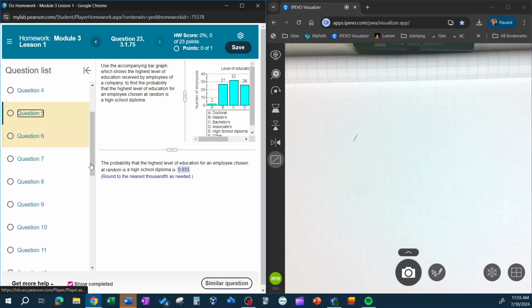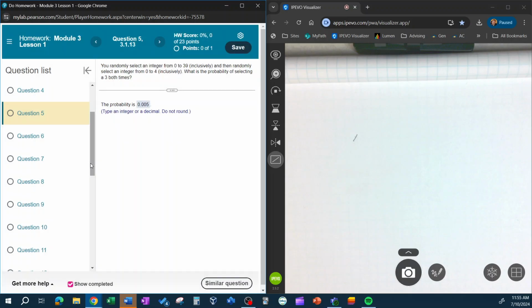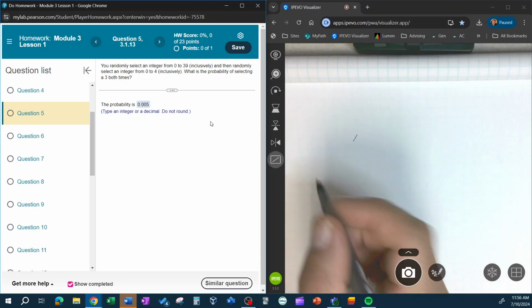Let's start with number 5. You randomly select an integer from 0 to 39, and then randomly select an integer from 0 to 4 inclusively. What's the probability of selecting a 3 both times? Basically, this is a multiplication rule problem, but I'm just going to show you how to do this.